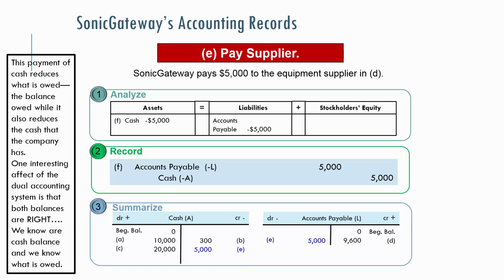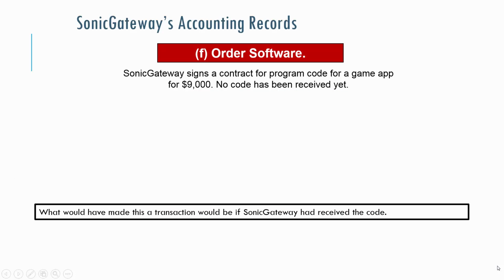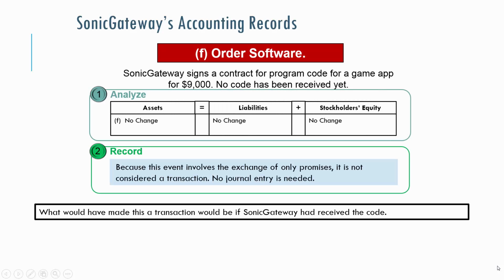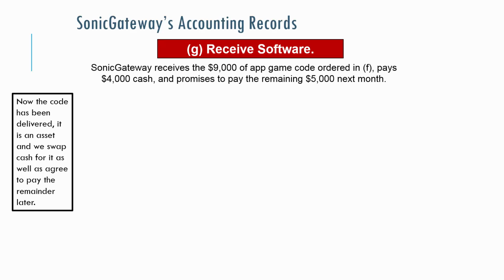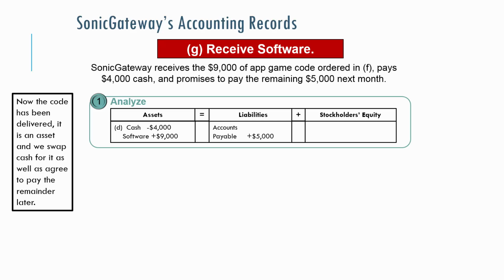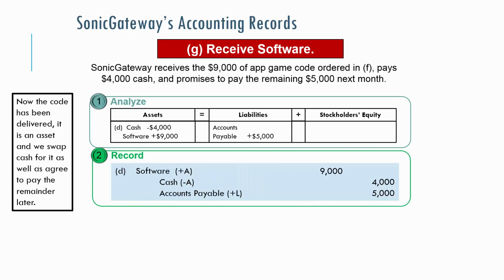This is not keeping track of our balances. The ledger cards would, but it's showing the transactions and their effects. When we order software, since there's no true transaction, as we discussed before, we would not have a journal entry. However, when we do receive the software code in, then we are going to pay for it with cash, and we are also going to incur a liability. The software value is reflected by the amount of cash we gave up and the amount of the liability that we are incurring.